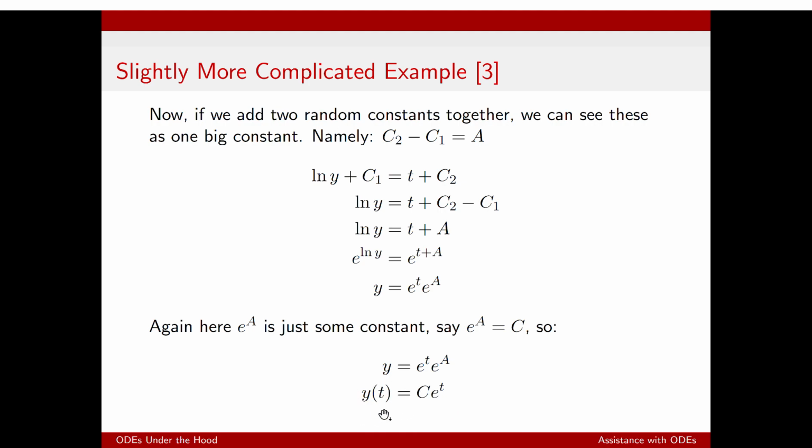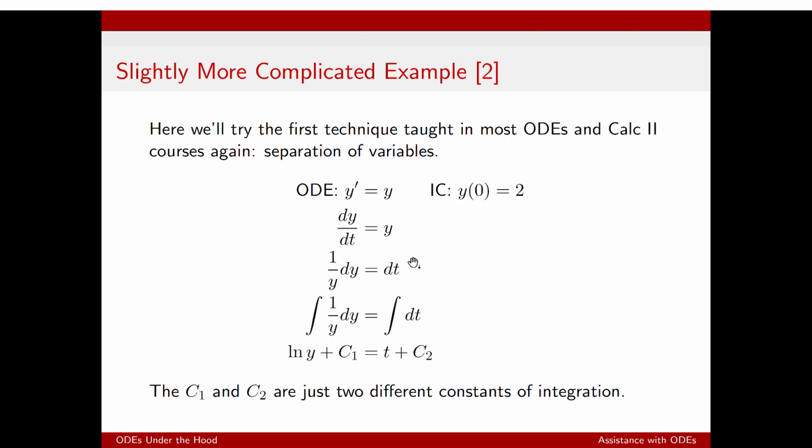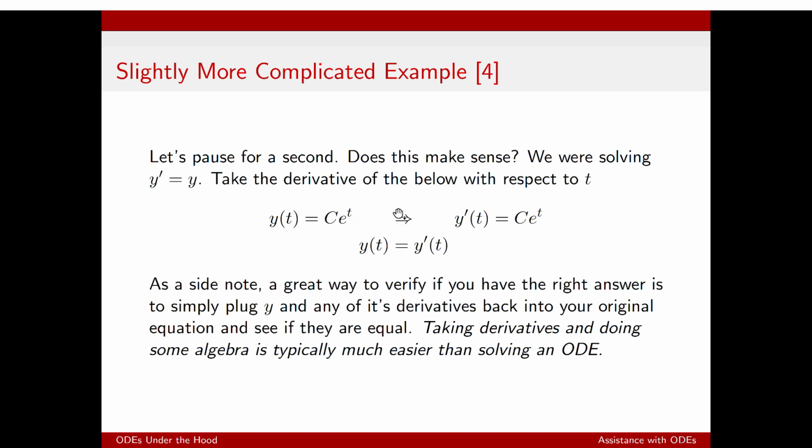Again, we're looking for some equation that says y of t equals some stuff with some t's in it, a nice simple equation that we're used to looking at from things like algebra and calculus. Let's take a pause for a second. Does this make sense? Did we actually solve this? We go back up to the problem statement, y prime equals y. Did we actually solve this?